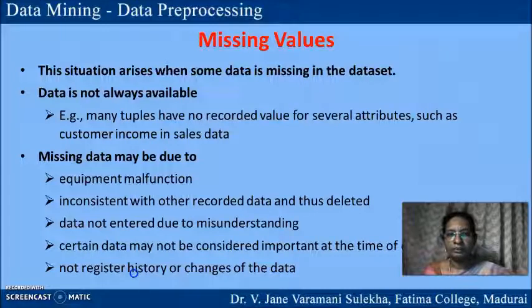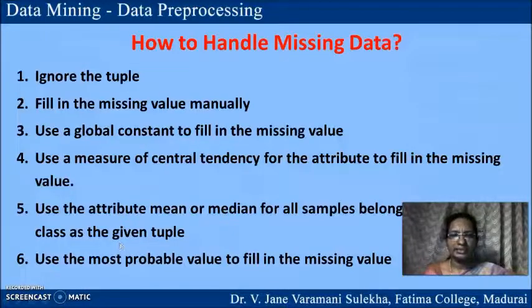Missing values. This situation arises when some data is missing in the dataset. Data is not always available. For example, many tuples have no recorded value for several attributes, such as customer income in sales data. Missing data may be due to equipment malfunction, being inconsistent with other recorded data and thus deleted, data not entered due to misunderstanding, certain data not being considered important at the time of entry, or not registering the history or changes of the data.